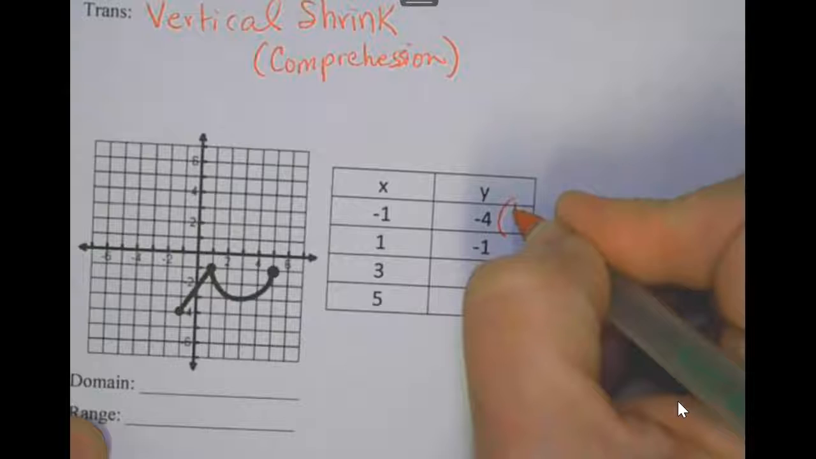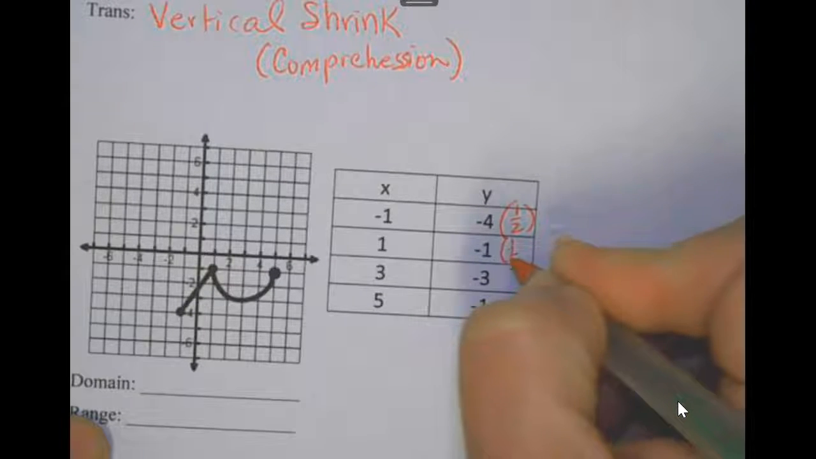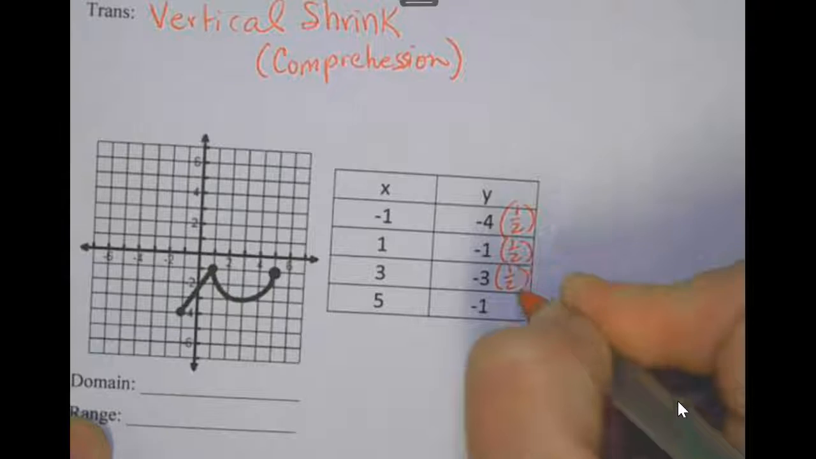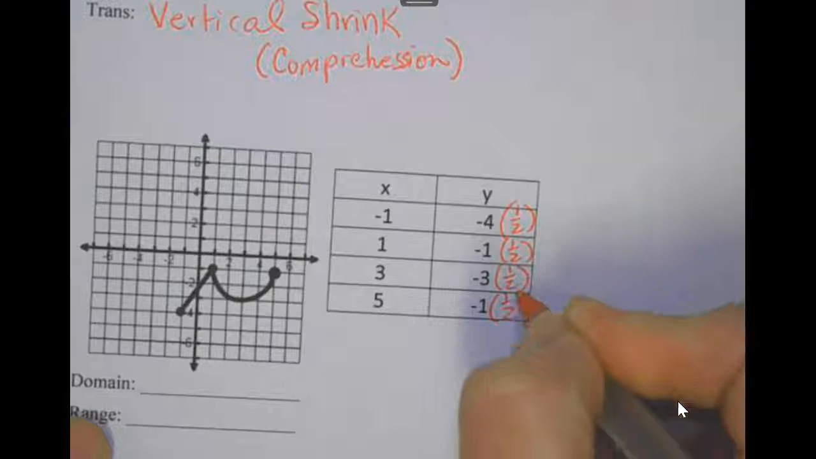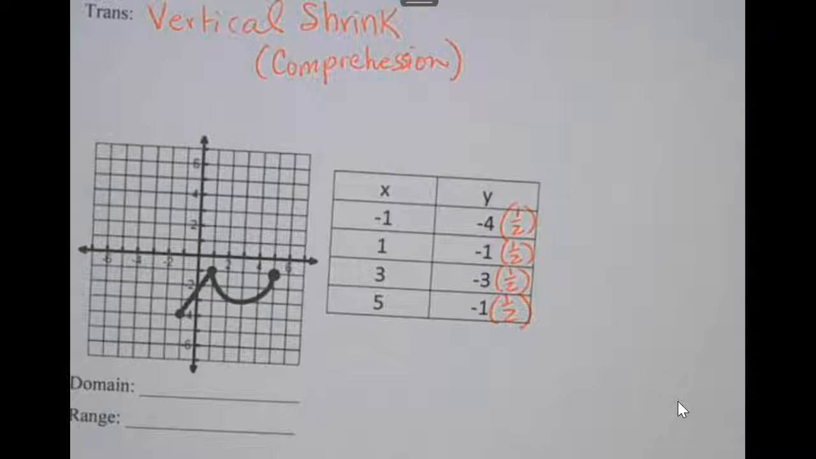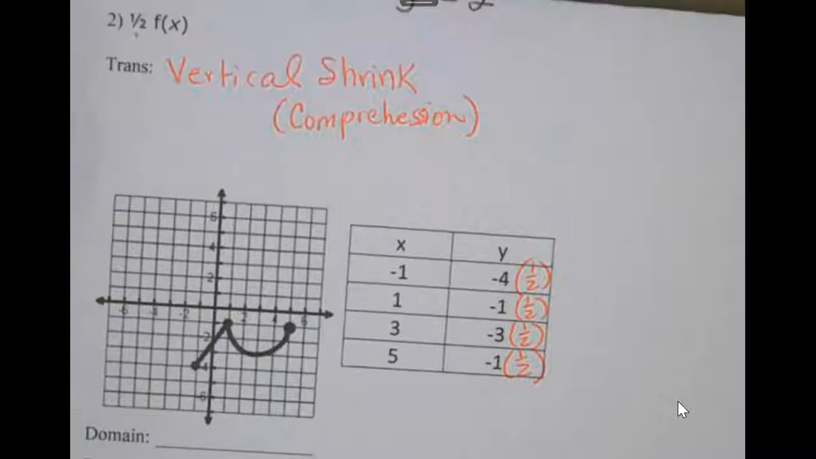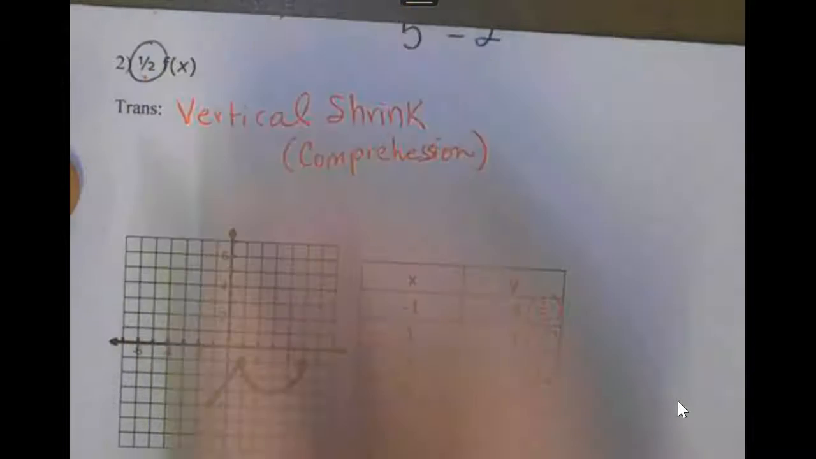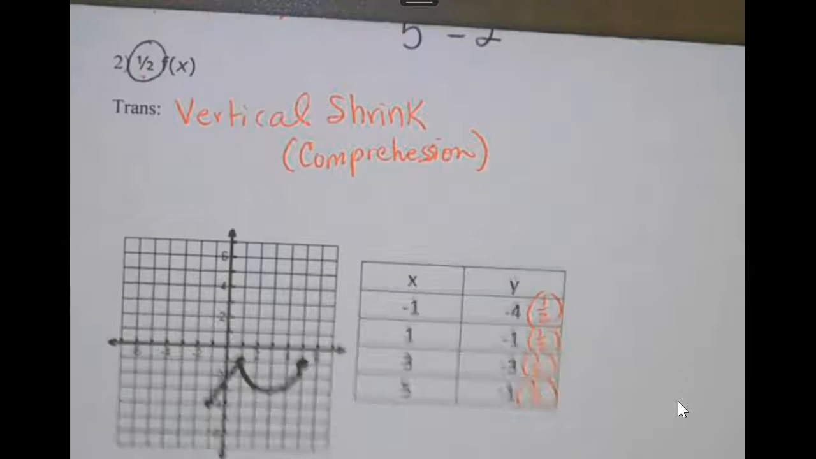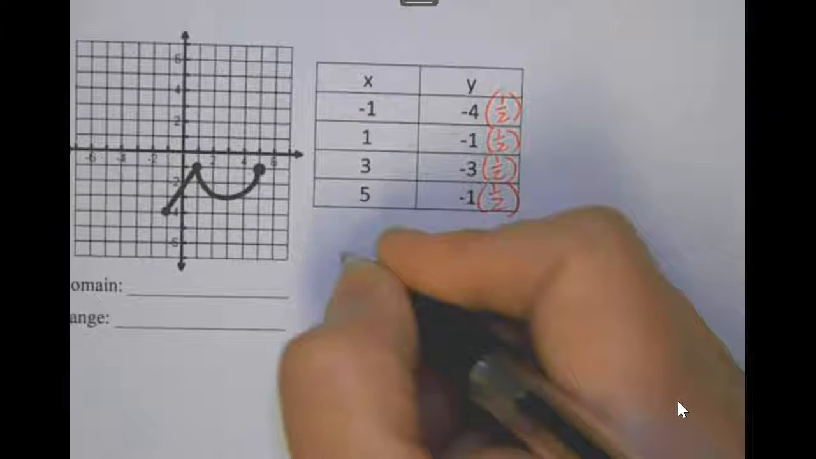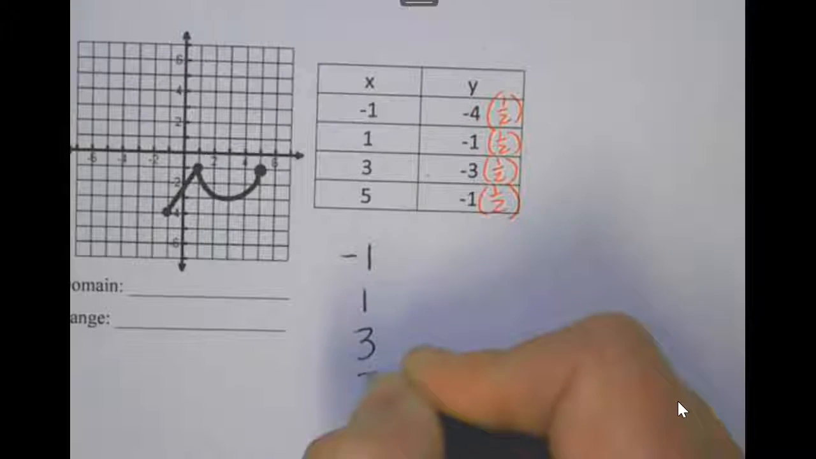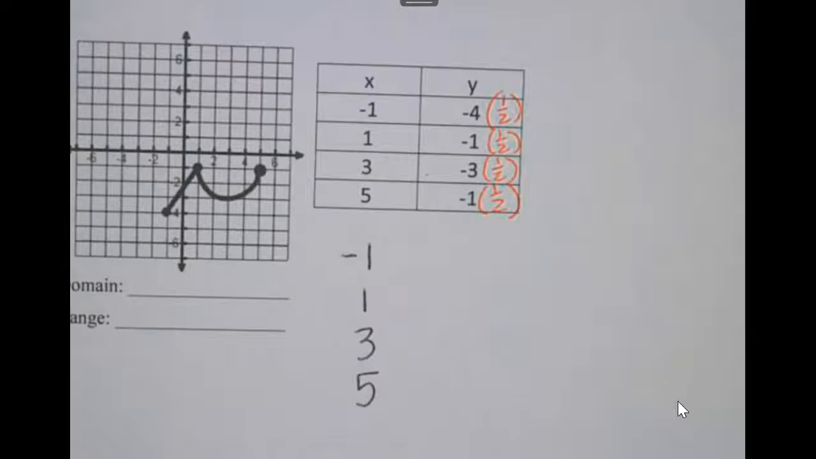You multiply the y values. You can see that I copied the original table down again, and you multiply the y values by the number out in front. To get either a vertical stretch or a vertical compression, you multiply by the number that is out in front. The number out in front is 1/2. So I'm multiplying all of my y values by 1/2. The x values do not change.